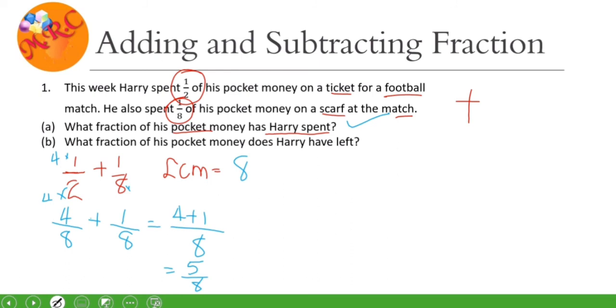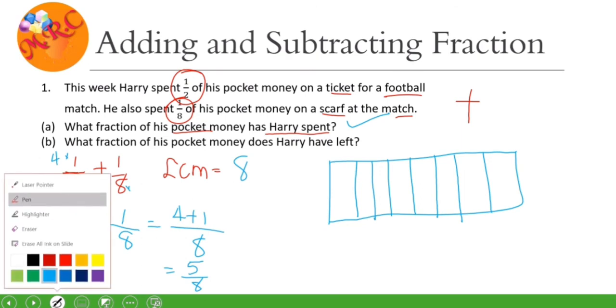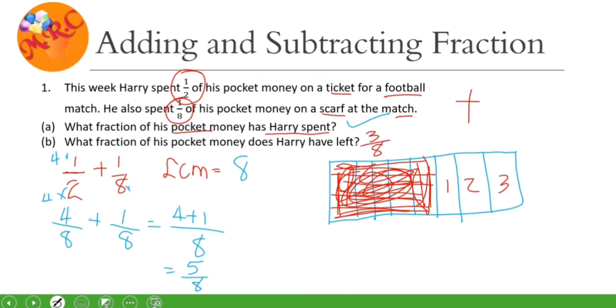Now, the second question says, what fraction of his pocket money does Harry have left? So if Harry spent 5/8, pretend that this is equally shared into 8 pieces, and you have spent 5 of them already. How many pieces are left? 1, 2, 3. So that means Harry has 3/8 of his money left.